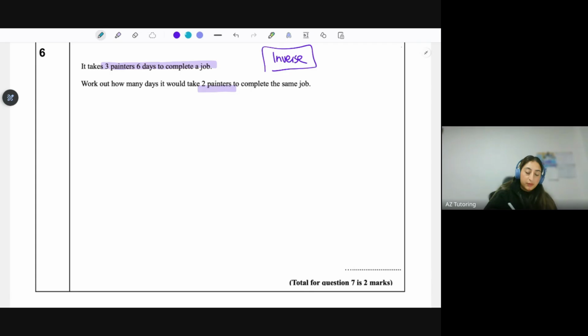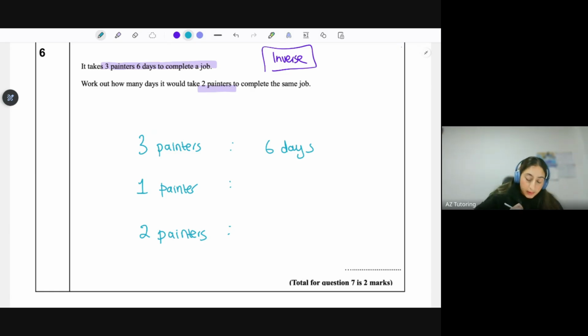So again, I'm going to use ratio. So 3 painters takes them 6 days. But I want to find out how long it's going to take 2 painters. So instead of going from 3 to 2, I'm going to go from 3 to 1 painter first, and then 1 painter to 2 painters. So if I have 3 painters taking 6 days, if I divide that by 3, 1 painter is going to take 3 times that amount. So I'm going to multiply by 3. So 6, 12, 18 days.